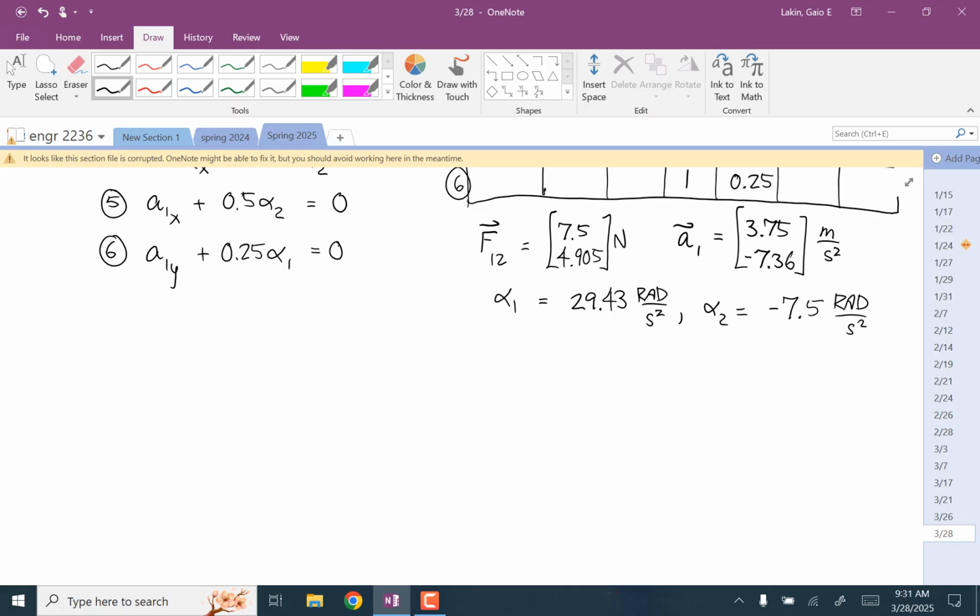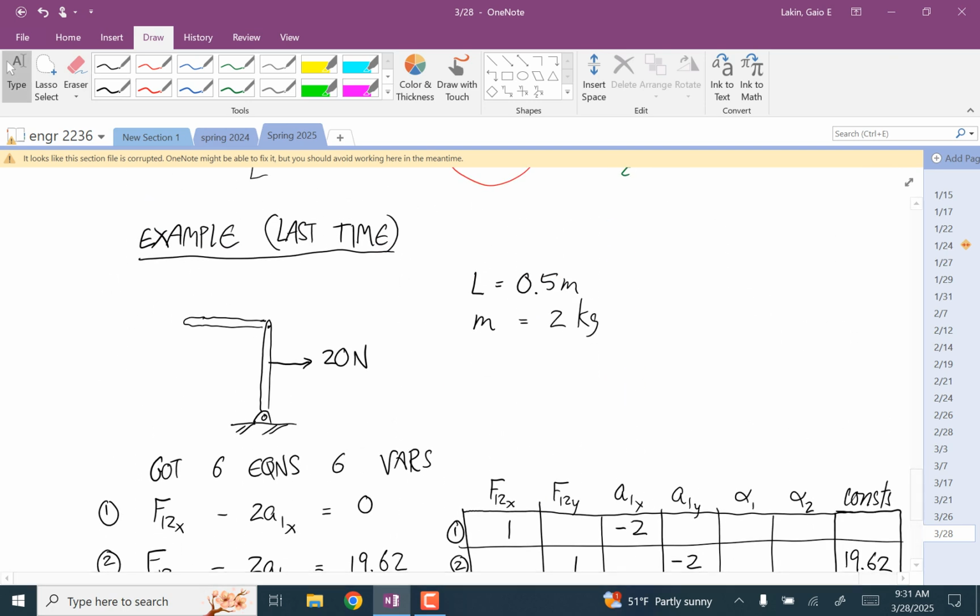Okay, so let's think about one thing that's pretty easy to visualize here, these angular accelerations. So let's see if these make sense. What we have is that body 1 is going to have a counterclockwise angular acceleration, and body 2 is going to have a clockwise angular acceleration. So if you look at this picture, does it make sense that body 2 would have an angular acceleration that's clockwise, and body 1 has one that's counterclockwise? Yeah, that makes sense. Okay. Any questions about that?